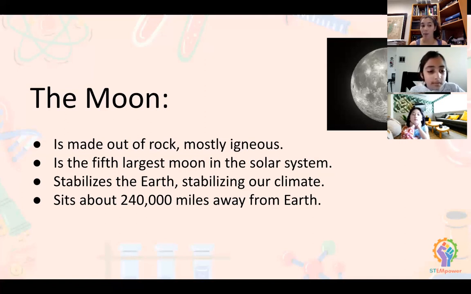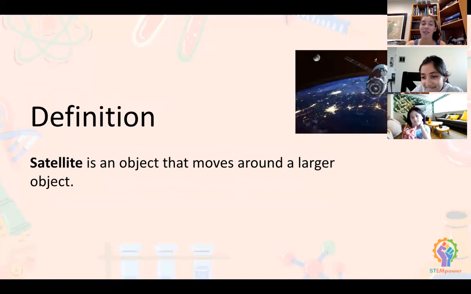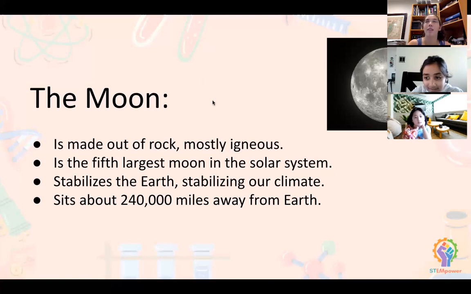And the moon sits about 240,000 miles away from Earth. That's a long ways away from Earth, isn't it? Have you guys ever driven 240,000 miles? No. The farthest I usually drive at a time is only about, let's say, 5 miles, something like that. So not very far at all.